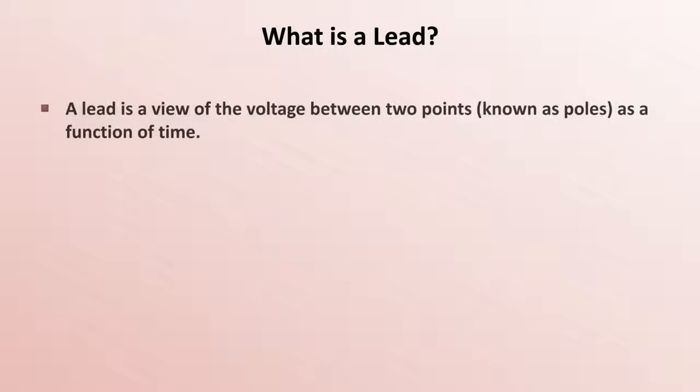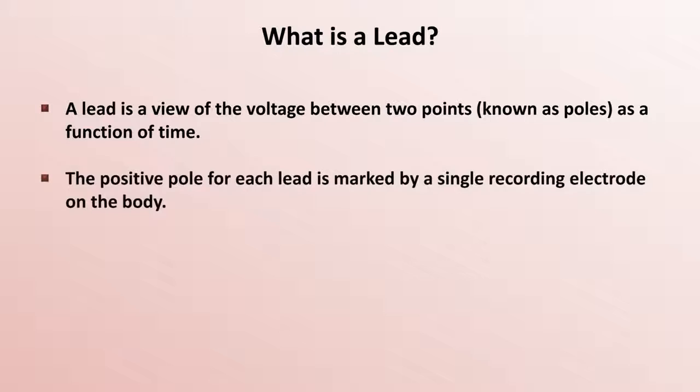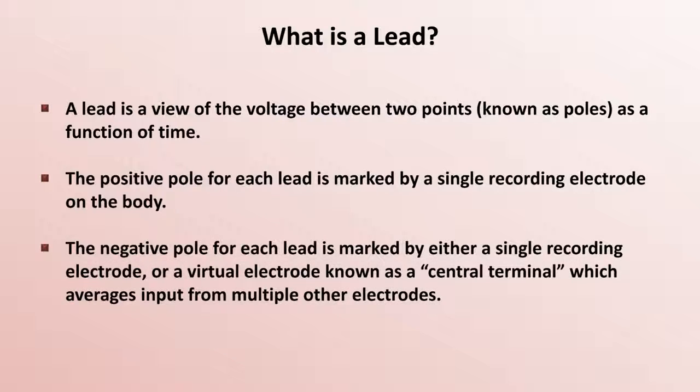Let me start by explaining what an EKG lead is. A lead is a view of the voltage between 2 points, known as poles, as a function of time. The positive pole for each lead is marked by a single recording electrode on the body. The negative pole for each lead is marked by either a single recording electrode or a virtual electrode known as a central terminal, which averages input from multiple other electrodes.